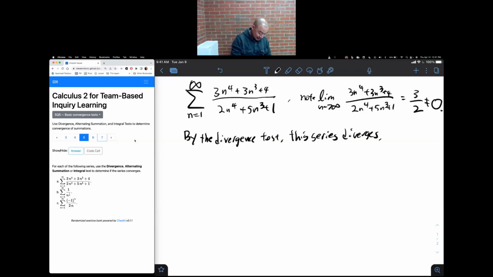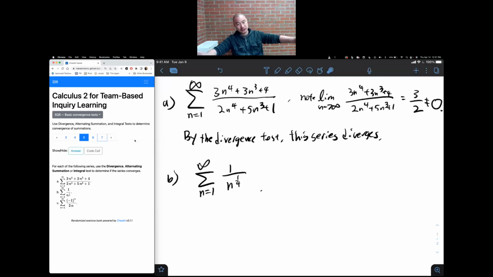The second of these problems asks us to consider the series n goes from 1 to infinity of 1 over n to the 1/4. And this expression is the quartic root of n. So we note that as n increases, n to the 1/4 also increases. It increases in an unbounded manner, and thus the summands themselves converge to 0. So we can't use the divergence test to just rule out that it diverges.